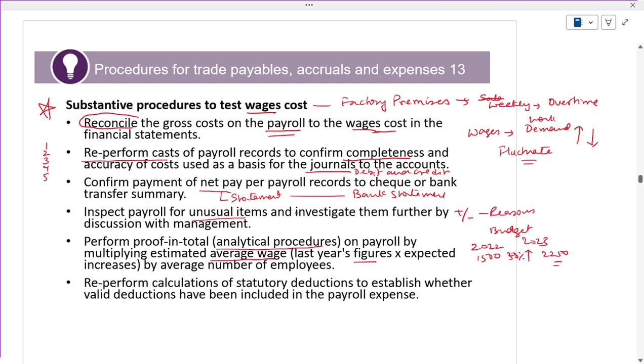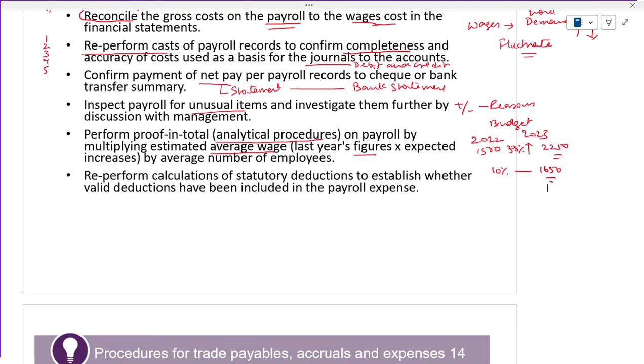10% increase. If we are going to say it is a 10% increase, it will be 1650. Likewise, we are not putting the values, just saying how it is going to be worked out.